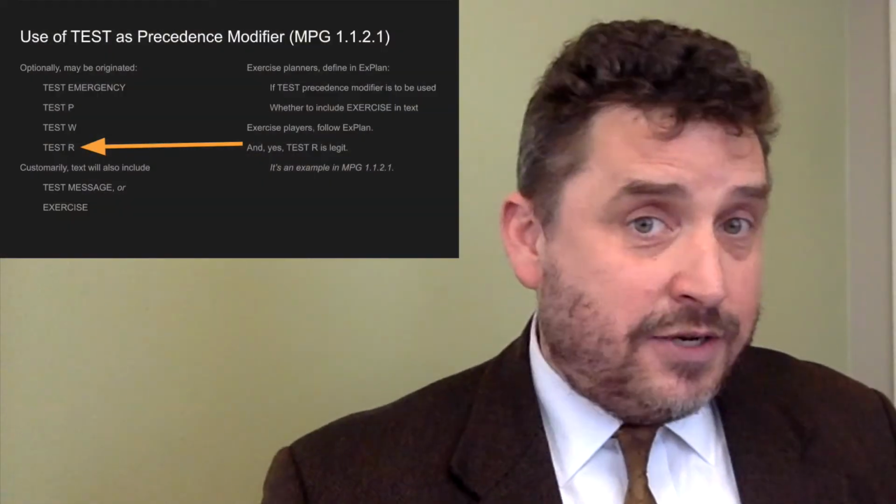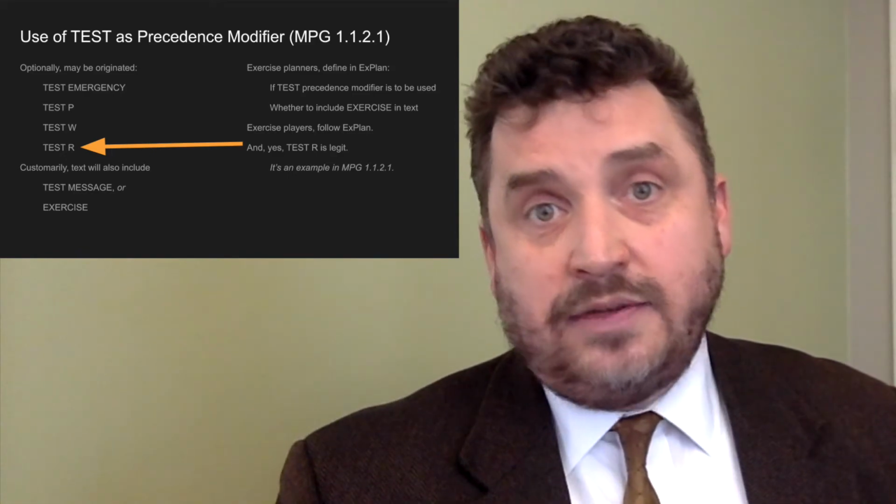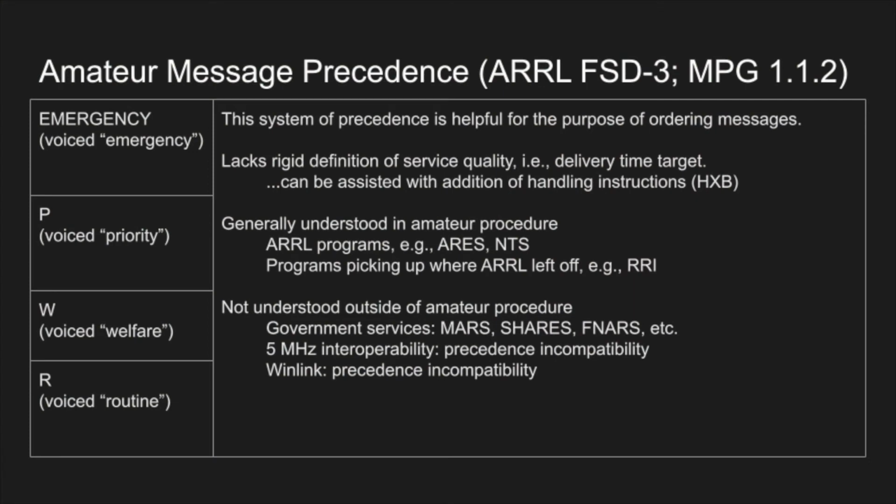While on that topic, let me add that yes, test routine is a legitimate precedence. I've used it and been chastised on air by somebody with decades more operating experience than I have. It doesn't matter. It's legit. It's used as an example in no less than the ARRL's MPG in section 1.1.2.1. When it comes down to it, the amateur message precedence is a system that helps order messages.